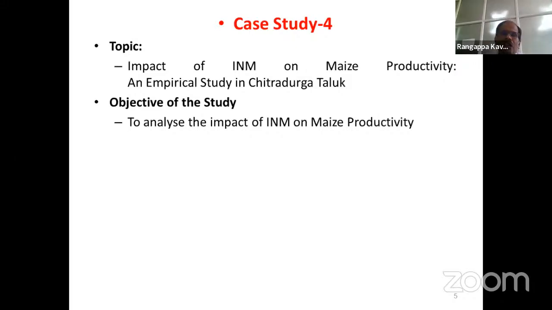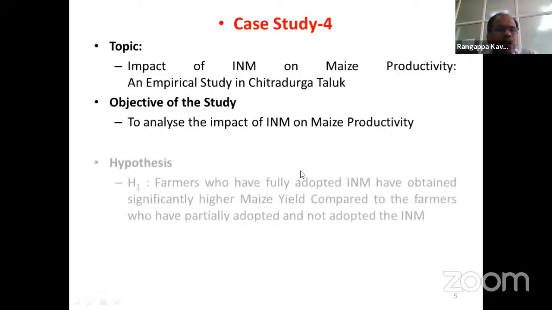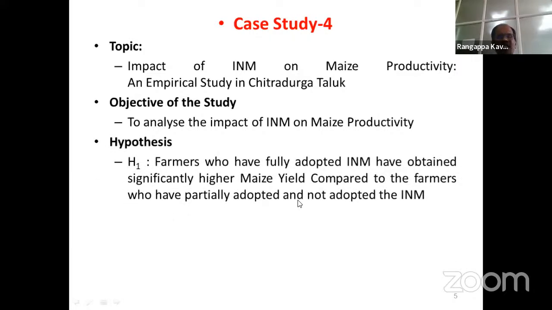Of course, it is from some paper, and the objective is to analyze the impact of integrated nutrient management on maize productivity. Here, the research hypothesis is like this. Farmers who have fully adopted integrated nutrient management have obtained significantly higher maize yield compared to the farmers who have partially adopted and not adopted INM. Of course, I have simplified it, and there is some dilution. Actually, I should not put it in this way, but still, in order to convey the message, I have made it.